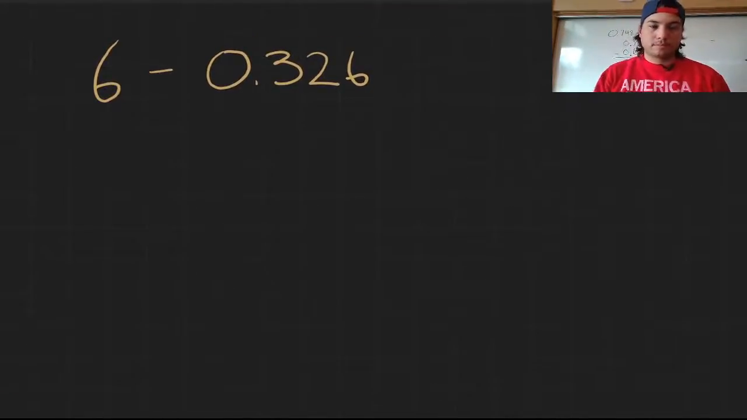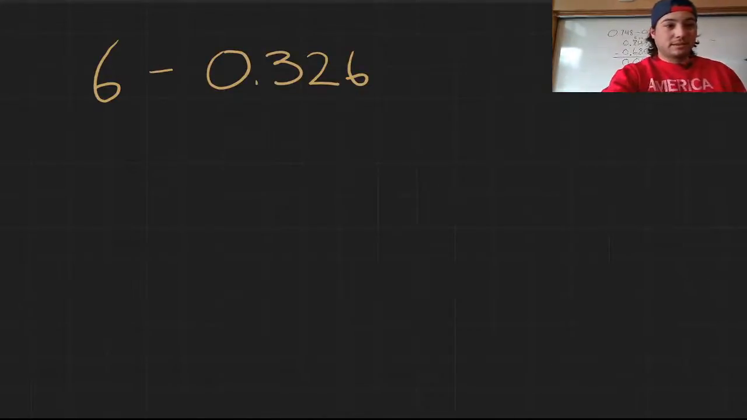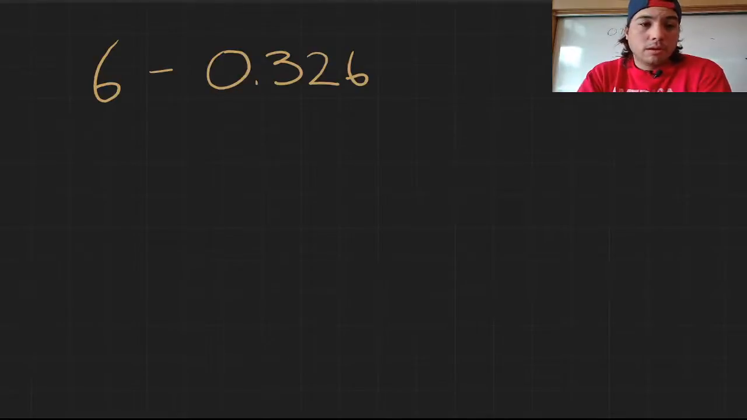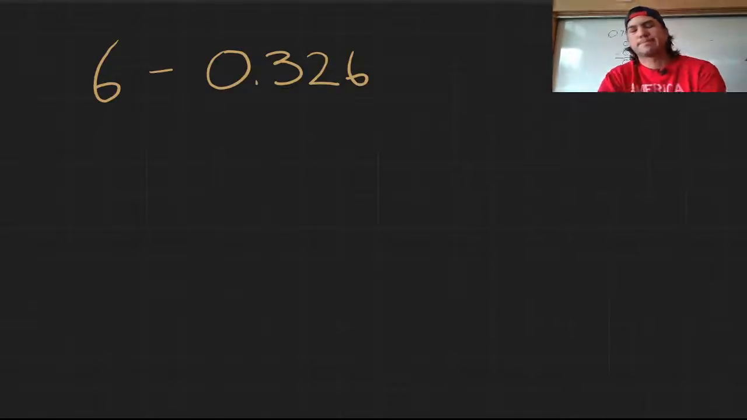Boom. 6 minus 326 thousandths. What the heck do we do here, Mr. Taco? There's no decimal point in the 6. Well, let's think about this logically. Where's the decimal point in 6? There is a decimal point there. Where is it?